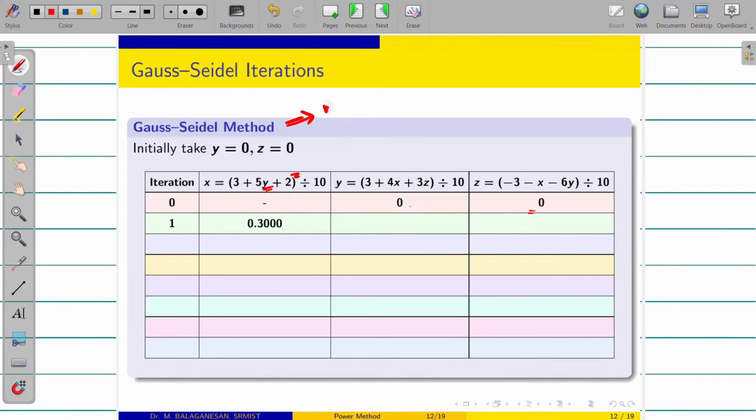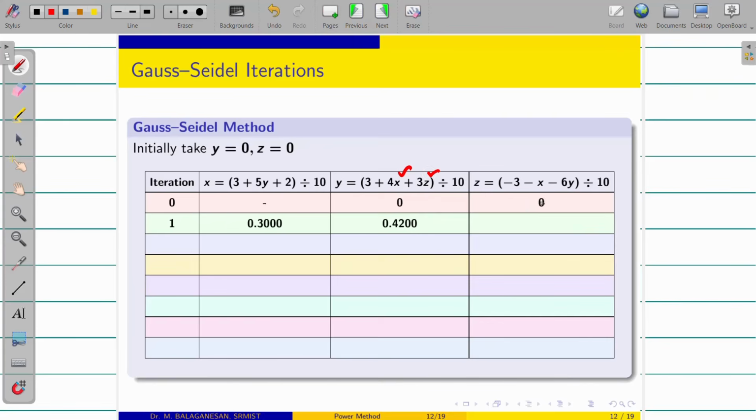For this one, new values are recent values. Clear? New values are recent values. We have to substitute to get the next iteration value. Now come to the point. We have to find y value. What are the values we have to give? New value of x, new value of z.